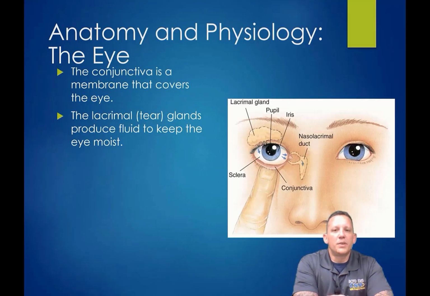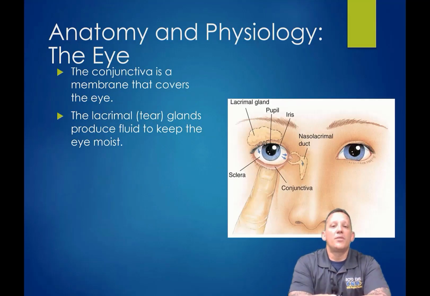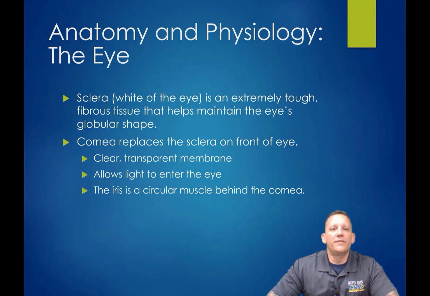All right, so as we're looking at this picture, you can see the lacrimal glands, which are the tear glands, and that's in the upper eye. You can see the diagram of the pupil and the iris, and then eventually you can see the nasolacrimal duct, which allows tears to drain into the nasal passage. The sclera is the white of the eye. It's pretty tough, fibrous tissue that maintains the eye shape.